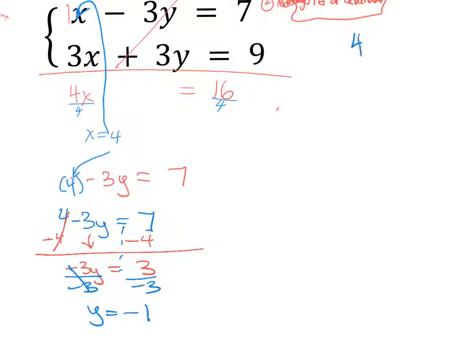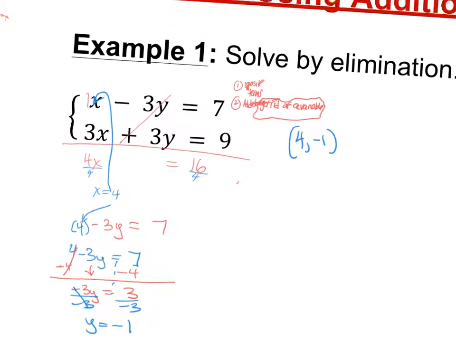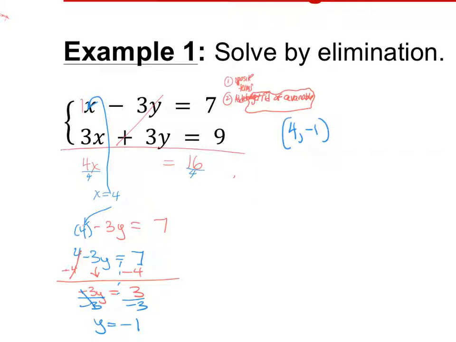So now I have my proposed point. X is 4, y is negative 1. Don't forget, always check your work. So we're going to plug those values back into both equations. Let's see. This is my check work.